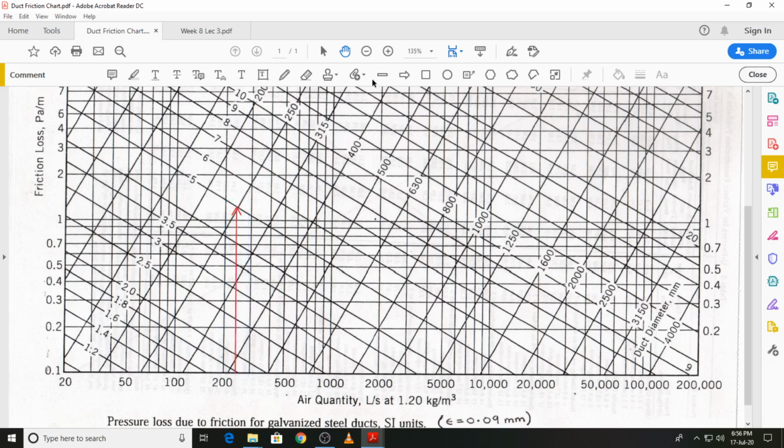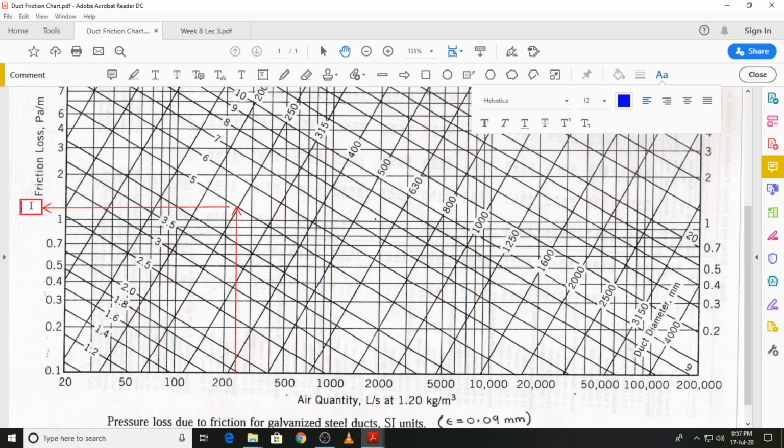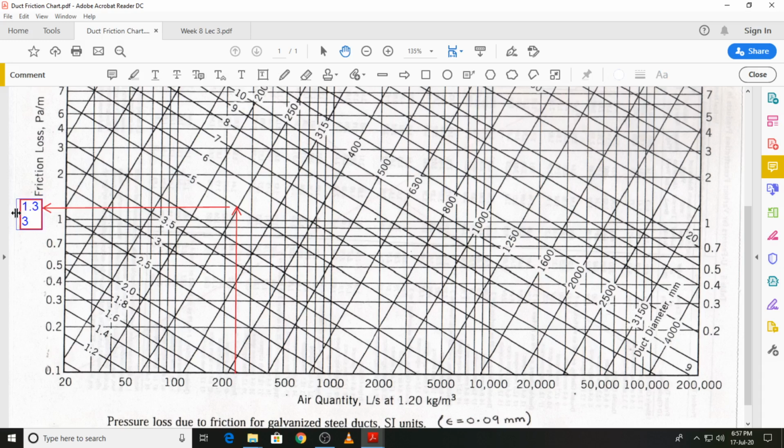And then we move horizontally to read the value of the frictional pressure drop per unit length. And you can see approximately this is around 1.3, and I will just mark this value over here that it is 1.33.